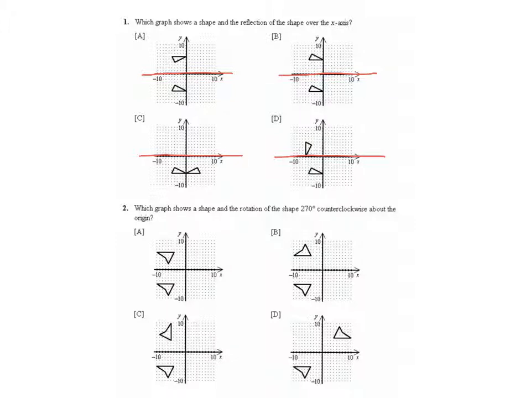So I can eliminate a few right away. C is definitely not across the x-axis. As a matter of fact, it looks like it's flipped right here across the y-axis. And D looks like it's been turned, so D is definitely out as well.